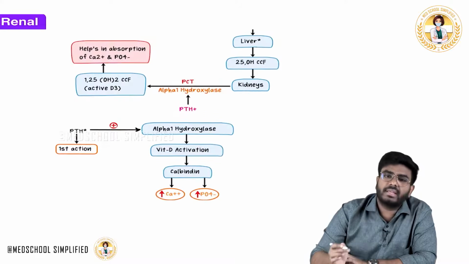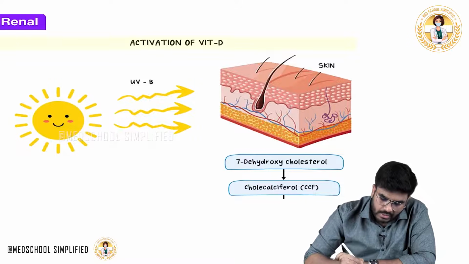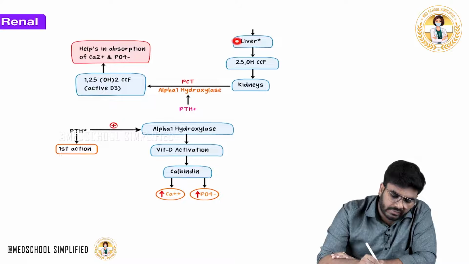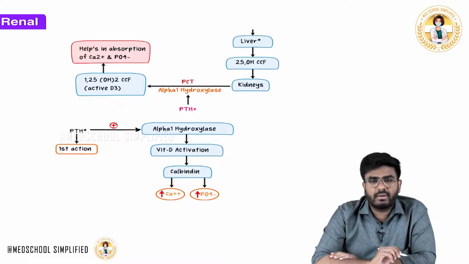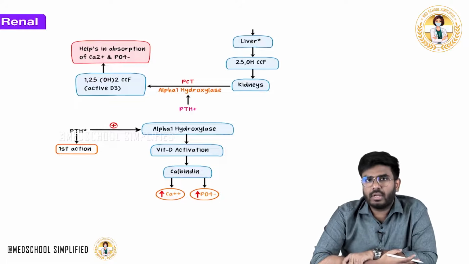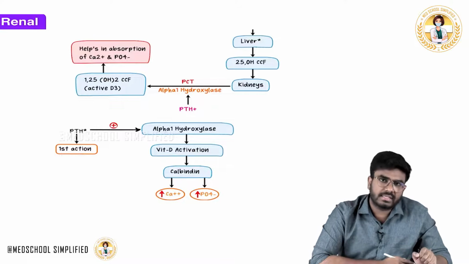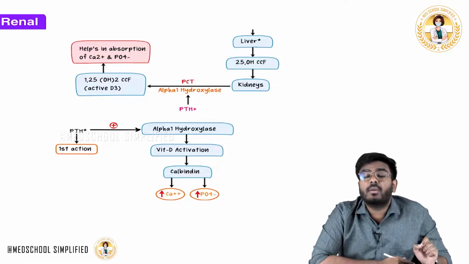Okay, now what happened to this cholecalciferol? See, now this cholecalciferol will go to the liver, via blood, it will go to the liver. So in the liver, what is happening? This cholecalciferol is going to be hydroxylated. One hydroxy group is going to add on to this cholecalciferol, on the 25th carbon position.